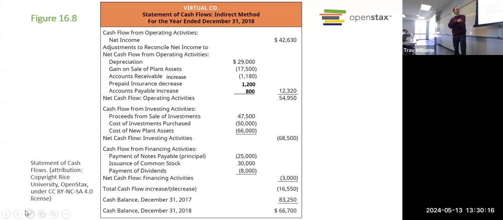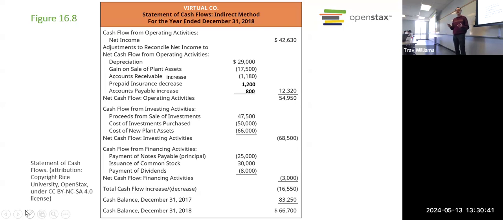So they usually use the indirect method. Okay, then we get to the investing section. Remember those assets we sold for $47,500 that caused a gain of $17,500, right? And we had to reverse that gain up here. But here we show the entire cash that we received from that sale.